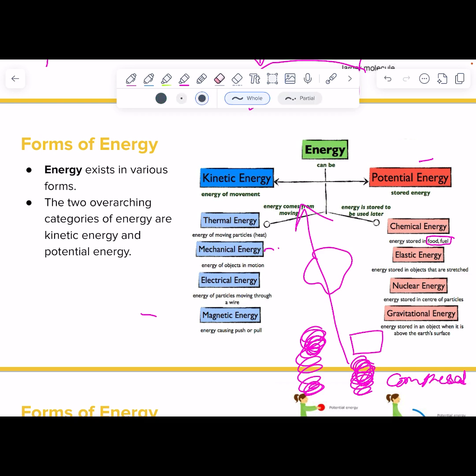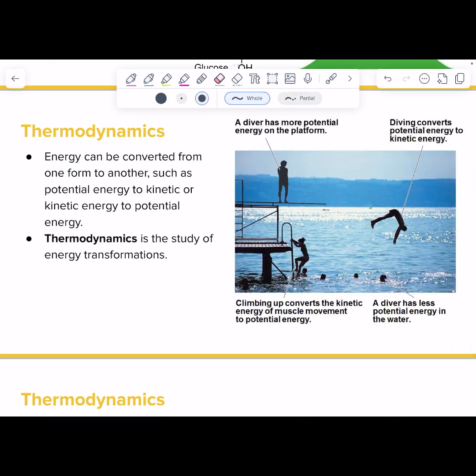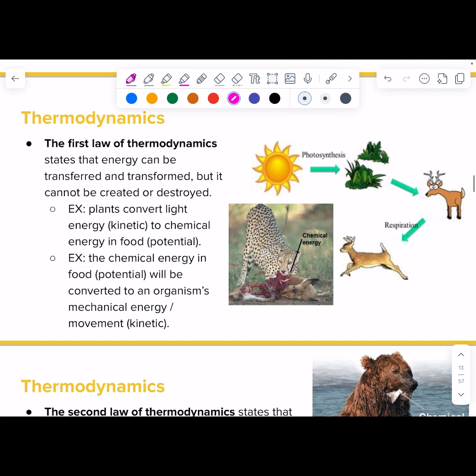But in biology, the thing that stores a lot of energy will be food, because if you are having food on your plate, it is just there. You may think it has nothing, but actually inside of it has got a lot of chemical energy. So now I say that we'll be looking at metabolism and thermodynamics, and thermodynamics basically refers to energy transformations. So here we are just looking at the different ways how energy changes form.